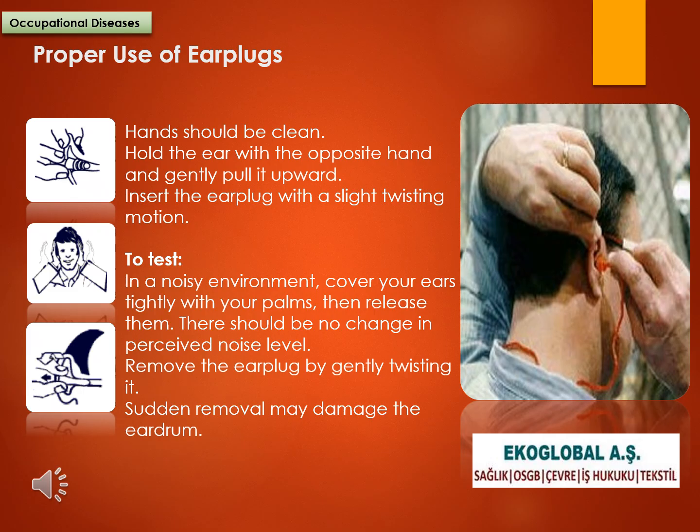When using earplugs, always start with clean hands. Hold your ear from behind with the opposite hand, gently pull it upward, and insert the plug with a slight twist for a proper seal. Testing the fit: in a noisy area, cup your palms firmly over your ears, then release them. If the noise level remains unchanged, the plugs are fitted correctly. When removing earplugs, twist gently rather than pulling them out abruptly, as sudden removal can damage the eardrum.